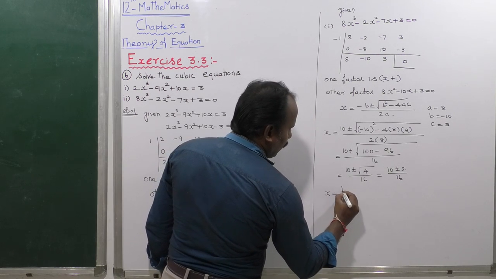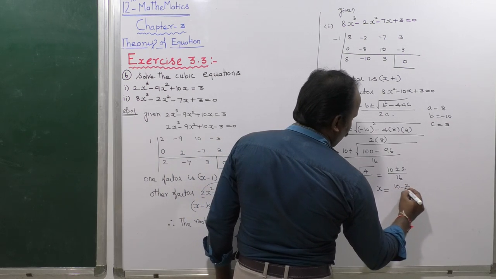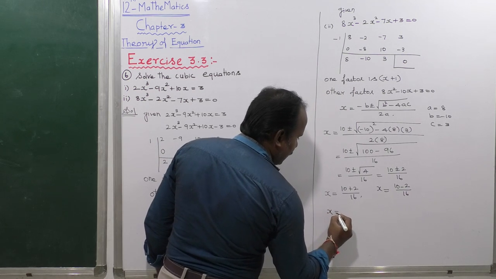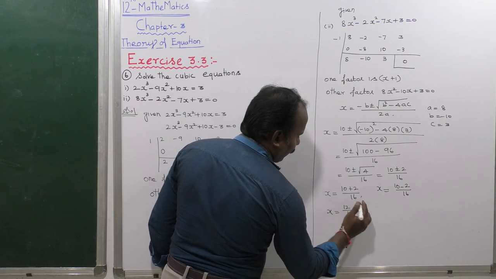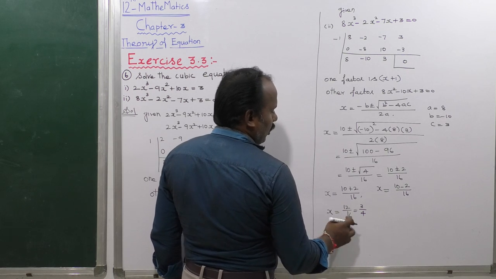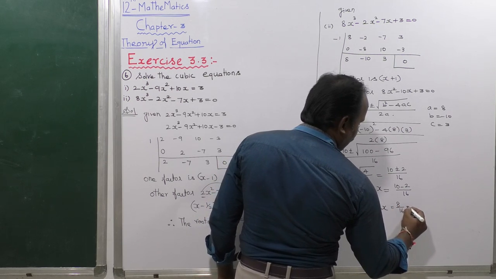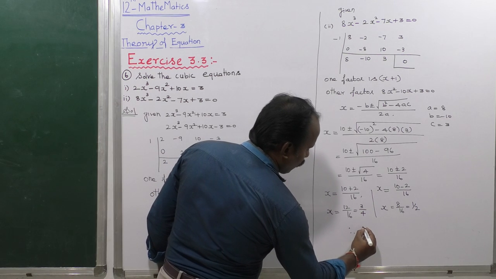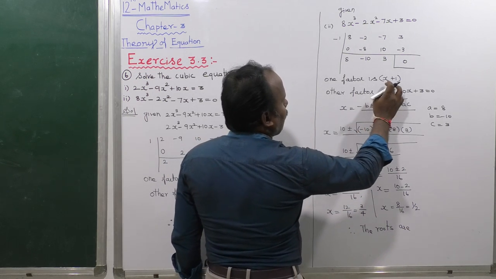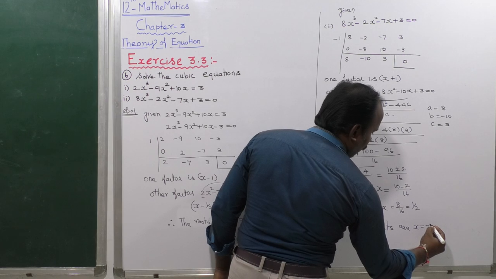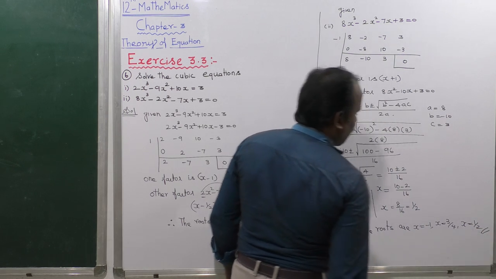So now x is equal to 10 plus 2 by 16. Now next one, x is equal to 10 minus 2 divided by 16. Next x is equal to 12 divided by 16, so 4 by 3, that is 3 by 4. Next one, x is equal to 8 divided by 16 is equal to 1 by 2. So therefore the roots are: from the first factor x plus 1, x is equal to minus 1, x is equal to 3 by 4, and x is equal to 1 by 2. We get the answer.